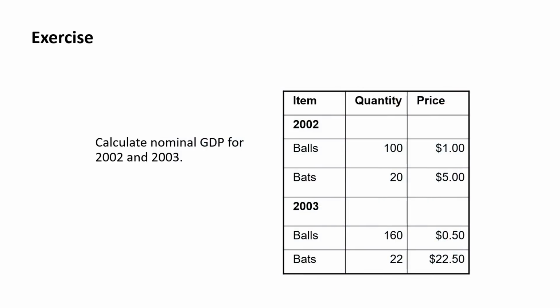Here we have a short exercise. Let's test our knowledge by solving it. We need to calculate the nominal GDP for 2002 and 2003. We have two types of products, balls and bats, and we have the quantity and price for each product.